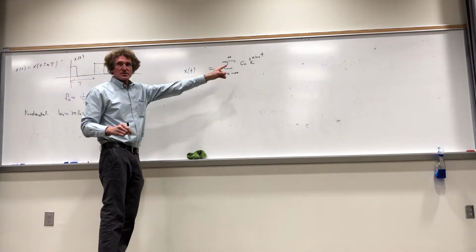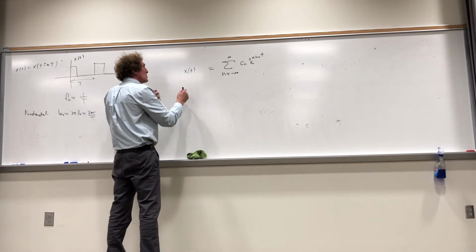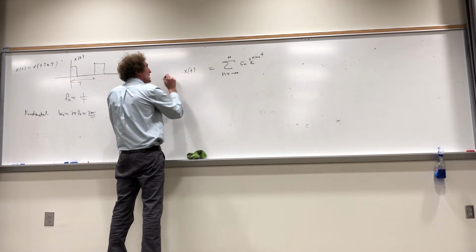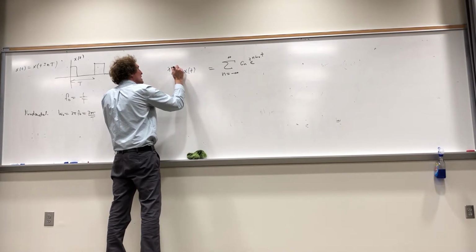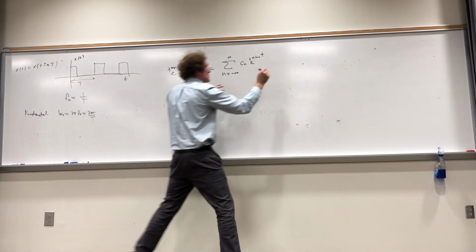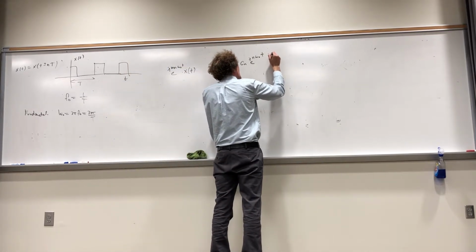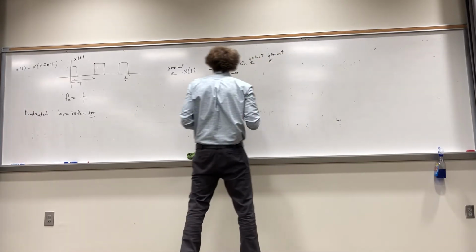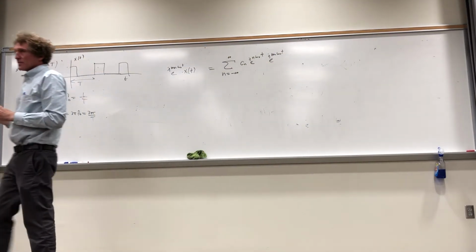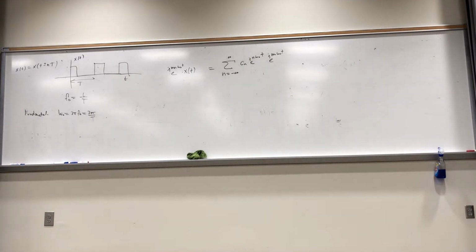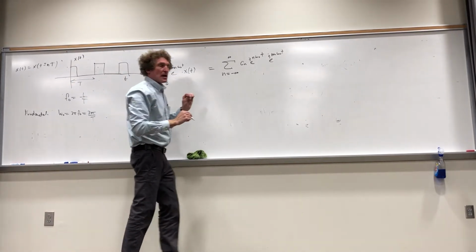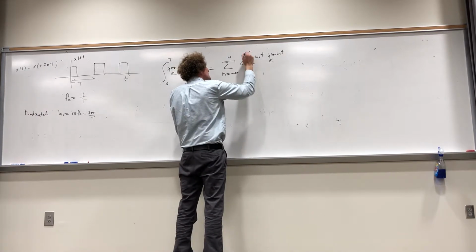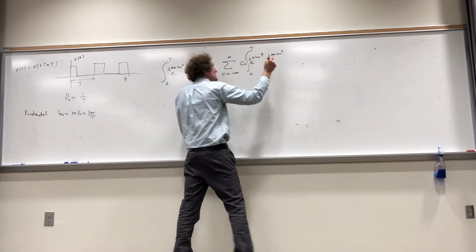So if I have this right here, and I multiply both sides by e to the now j m, not n, but m omega naught t. Go ahead and do it. E to the j m omega naught t here. That's the first thing I do. This is how orthogonality really works for you. Now I take this and I integrate it over a period from 0 to T, dt.